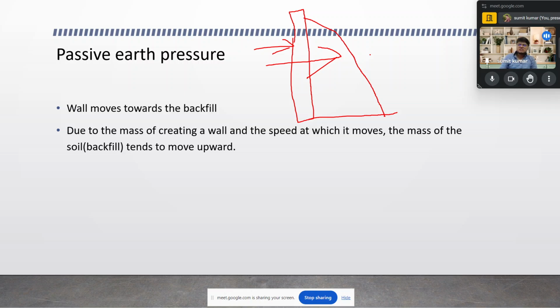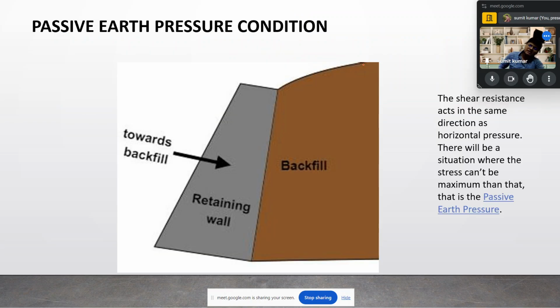So, due to the mass of the wall and the force with which it moves, the soil backfill tends to move upward. Rightly said, it is going to move upward. And as you see over here, as the retaining wall tries to move toward the backfill, the shear resistance acts in the same direction as the horizontal pressure. There will be a situation where the stress can't be more than the passive earth pressure.